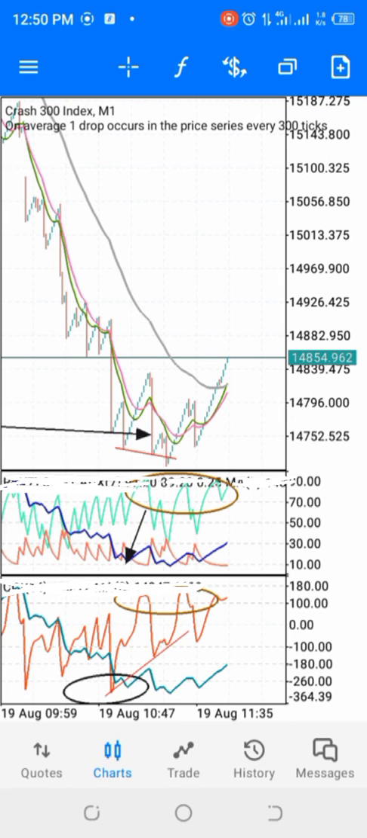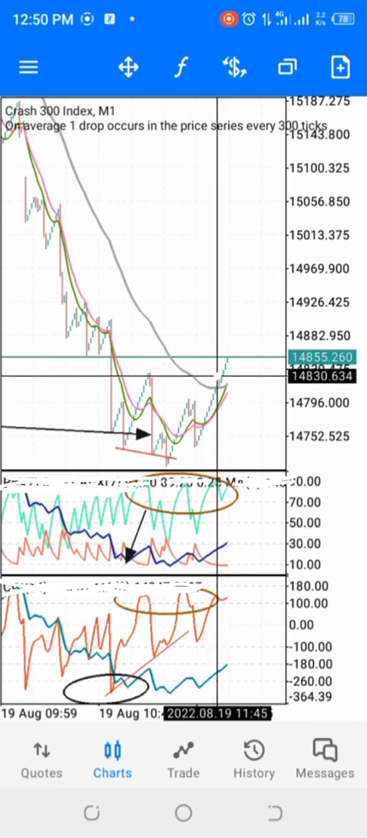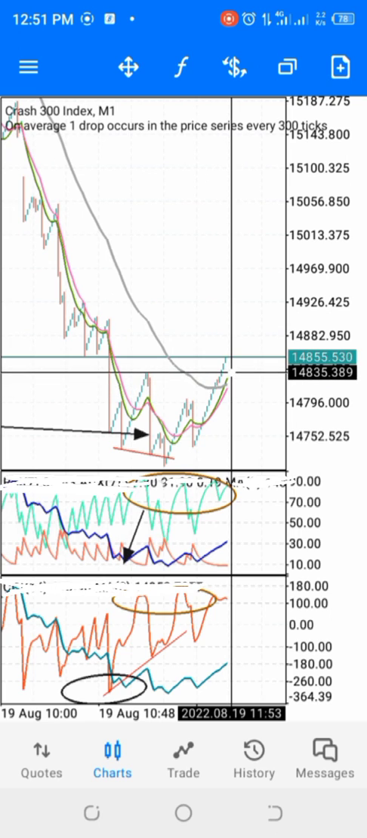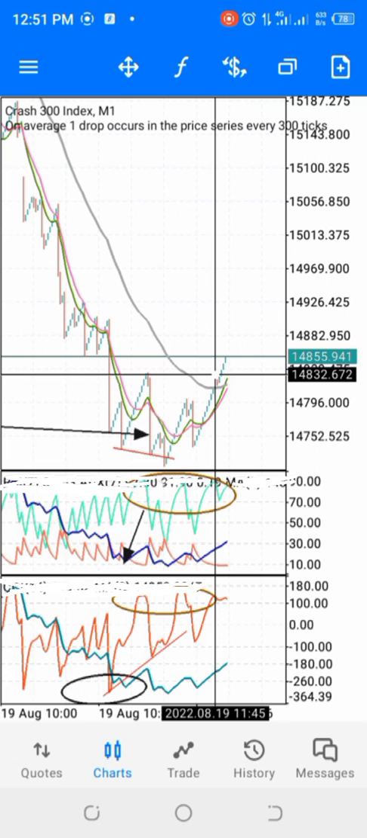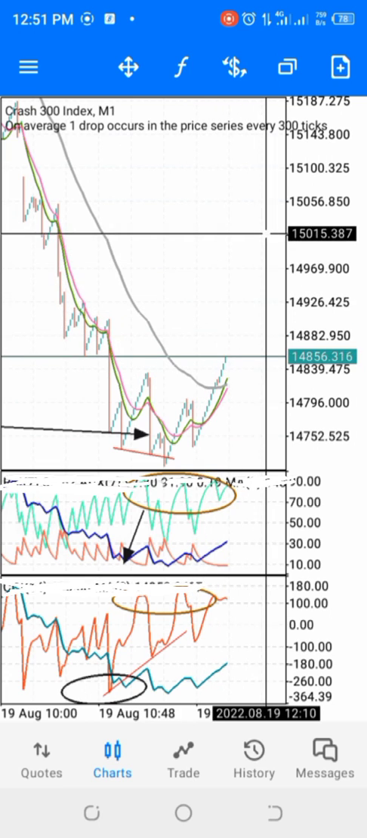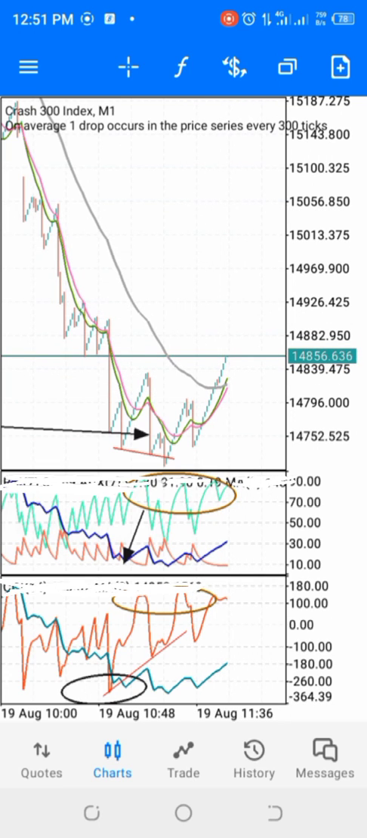Now I can hold this trade, but because my balance is not much, I can't hold it. Because now we know we are going for a long buy, I could hold it. But for the build up, it is just this.